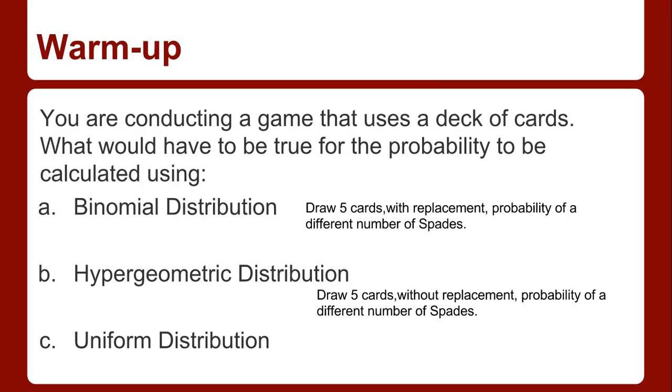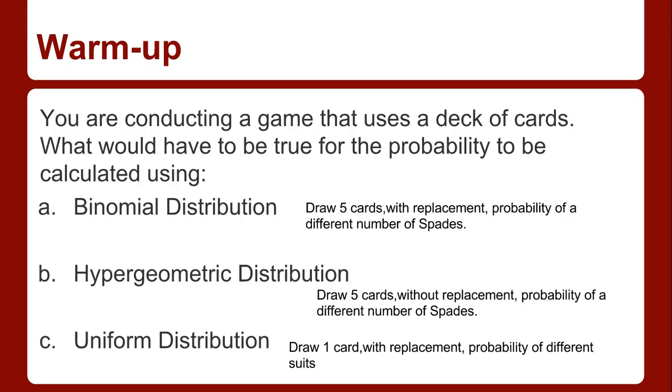And the last one's uniform. My example for uniform is if you draw 1 card. I don't know why I said with replacement, but draw 1 card and the probability of getting a different suit. Each of these you could have a game where you get prizes depending on the number of spades, and uniform could be you get a different prize depending on what suit you get, and that would be a uniform because the probability is the exact same every time.